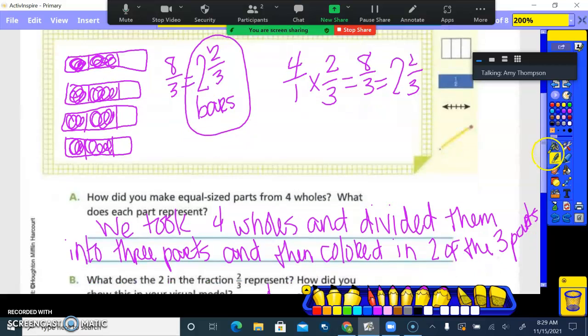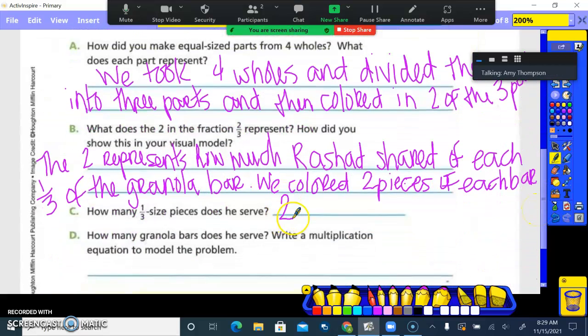Guys, what did we come up with an answer on the top? So 2 and 2/3, right? Oh wait, how many 1/3 pieces does he serve? It was 8, right? So that's how much he serves of the bars, but he actually served 8 1/3 size pieces. Okay, now why do I have that hyphen there between the 8 and the 1/3? So it doesn't look like a fraction, right? Like a mixed number. So you know that there are 8 individual 1/3 size pieces, right? Okay, so how many granola bars does he serve? This is where we go ahead and write our 2 and 2/3, right?